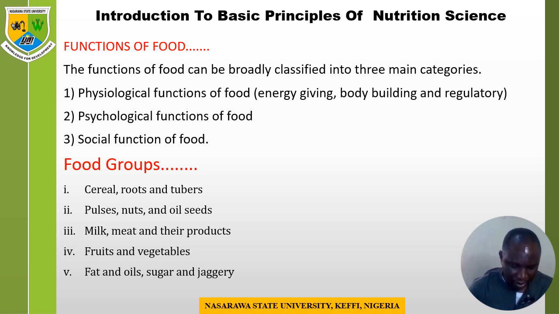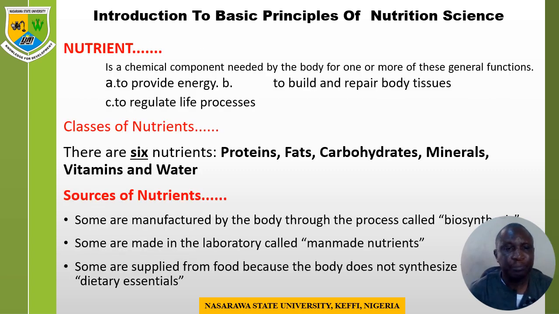Then the last group is fat and oil. We can get fat from butter and cooking oil. We can also get jaggery and sugar from honey and sugar. These are usually used as a source of energy, fat, and essential fatty acids. So these are the food groups that we'll be looking into later.